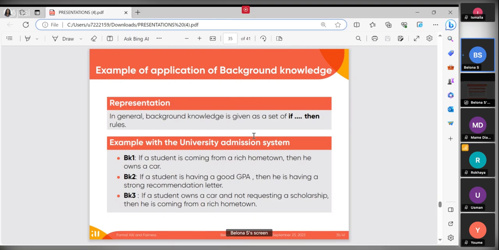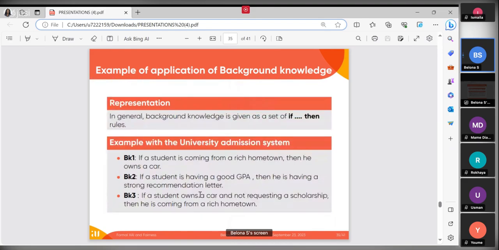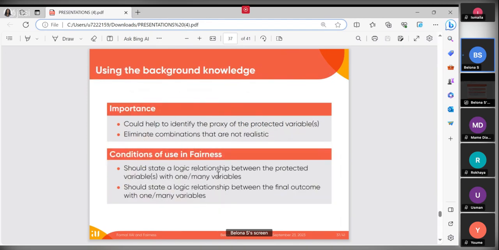Because if I request a decision-making process to make admissions in my university, I have some constraints that I want from the model, and these constraints serve as background knowledge. This is how you transform this text, which is background knowledge, into if-then rules or logic formulas, and then we apply them. The importance of using background knowledge is that it can help us identify the proxy of the protected variable, and also eliminate combinations that are not realistic.